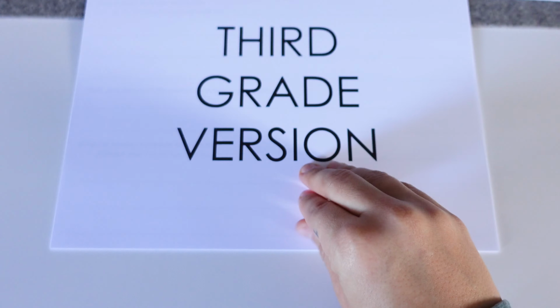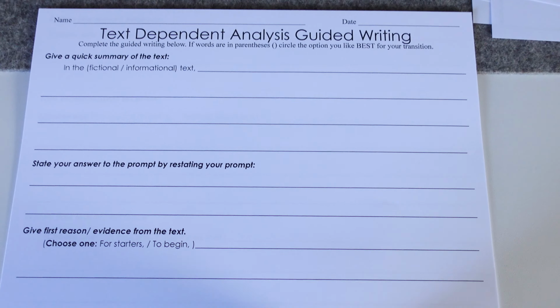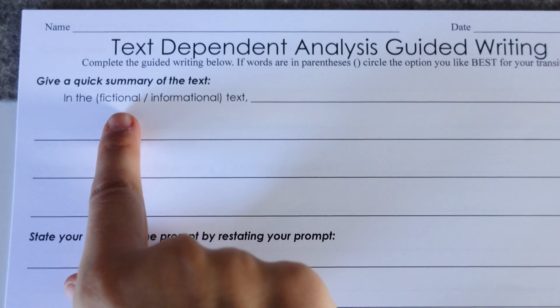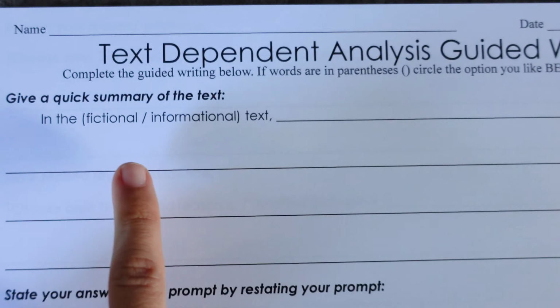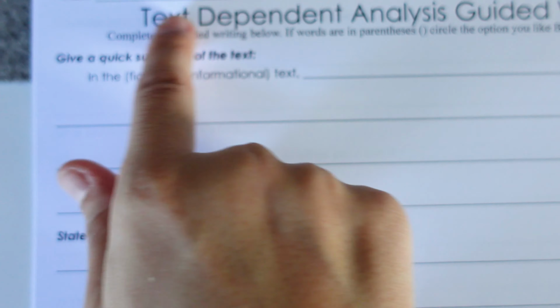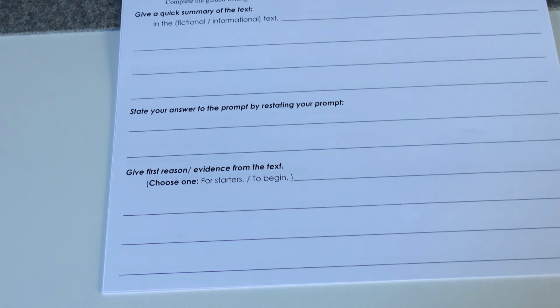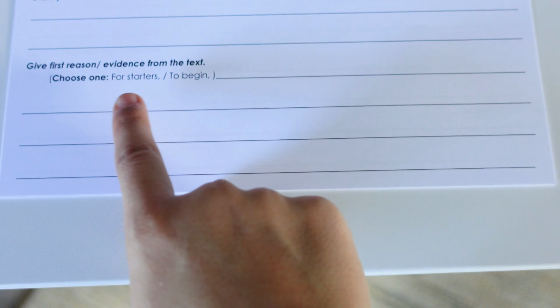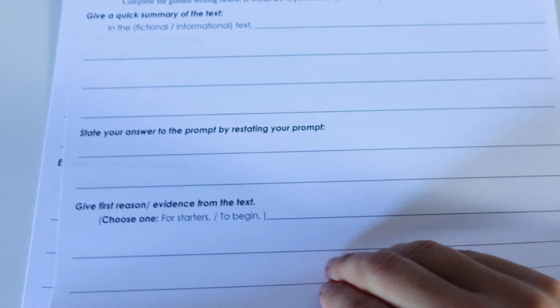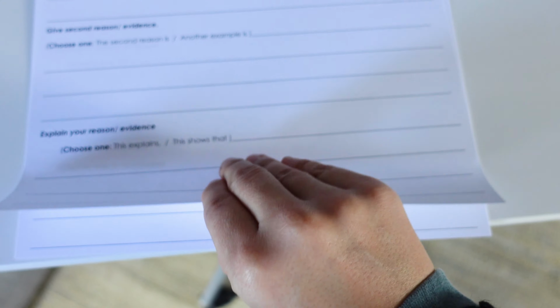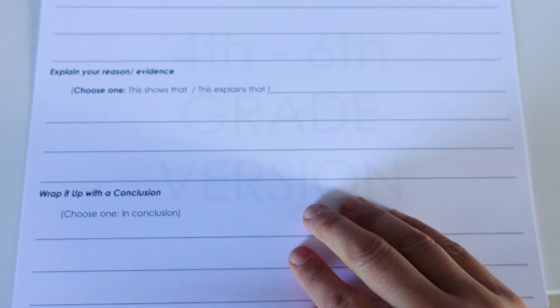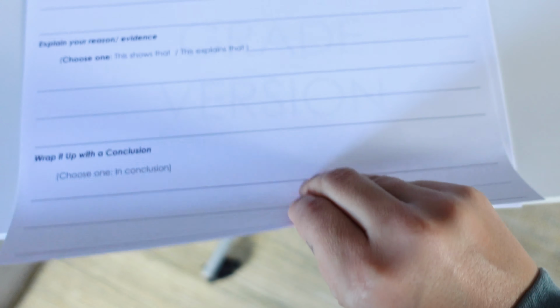So I give you a 3rd grade version, which if you look at how it's scaffolded, you have a spot for your summary, and I even give you an area where the kids will circle what they are wanting to share. So they have the summary, they have stating their answer, they give the first reason, and they have sentence starters that they want to start with. We have a "this shows that," so they're explaining that, they're giving their second, they're explaining, they're giving their third, they're explaining, and then they're wrapping it up with a conclusion.